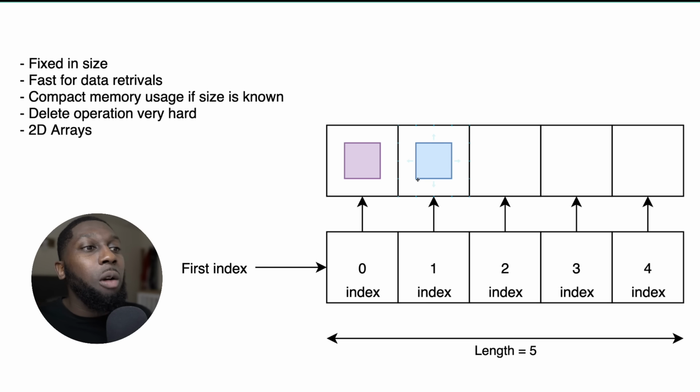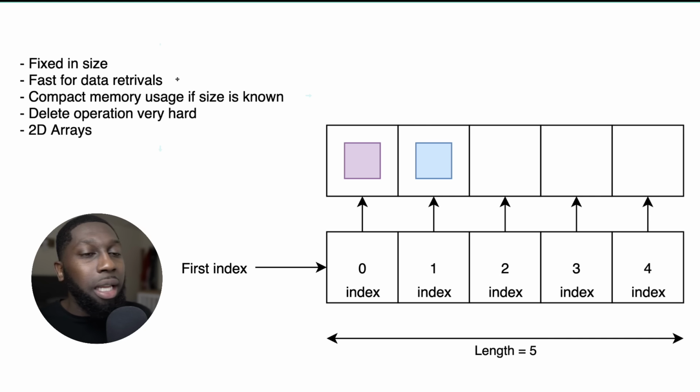Now arrays are really fast for data retrieval because you just define the data structure or the array itself. And then if you want to access a particular element, it basically just needs to know where it is in memory, and it doesn't have to do any computation.